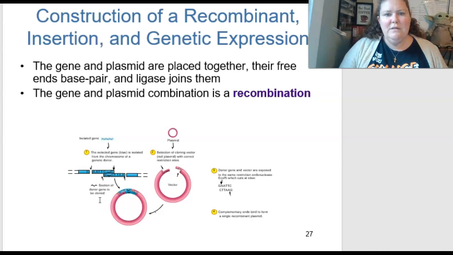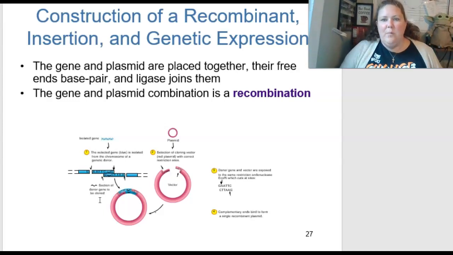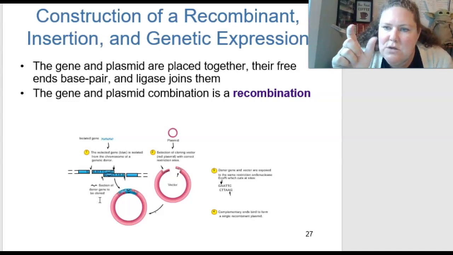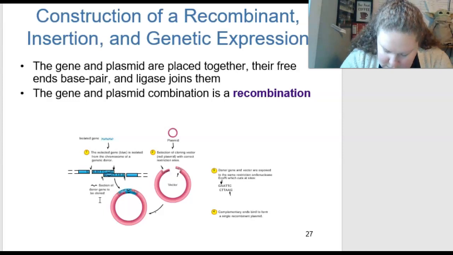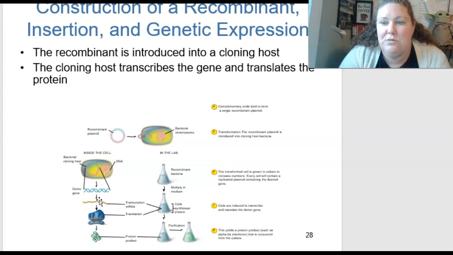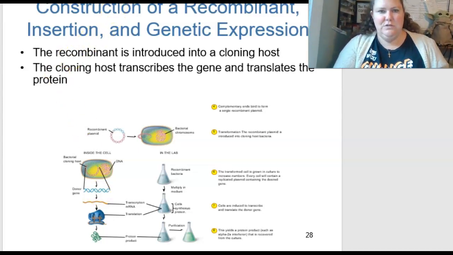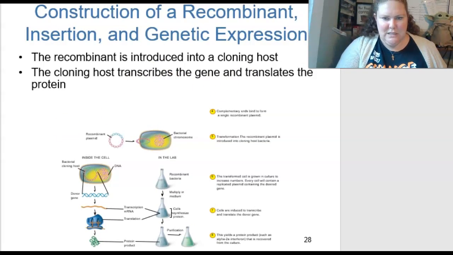Okay. Then this gene-plasmid pair are placed together, and their free ends are going to base pair, and then that glue, that ligase, remember, to ligate is a fancy word to bind, glue together. The ligase is going to join those two ends together, and then the gene and the plasmid combination is called recombinant because it's not the original combination, it's recombined, right? And so that is what is happening. And again, this is explained in Figure 10.1. Then the recombinant DNA is going to be introduced into a cloning host, and then the cloning host is going to transcribe that gene and translate the protein.